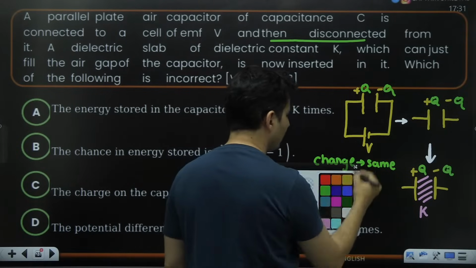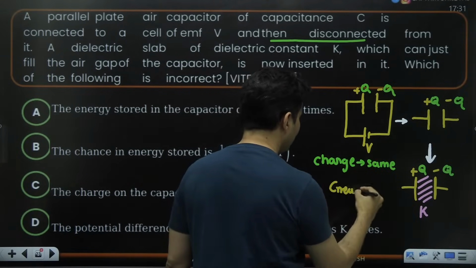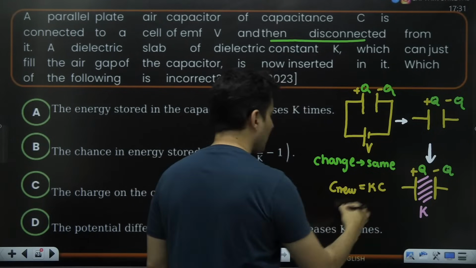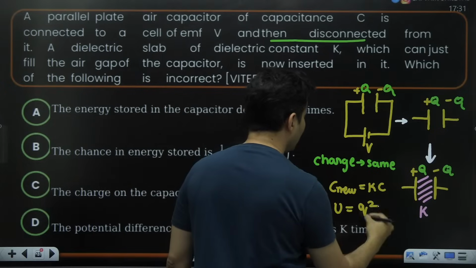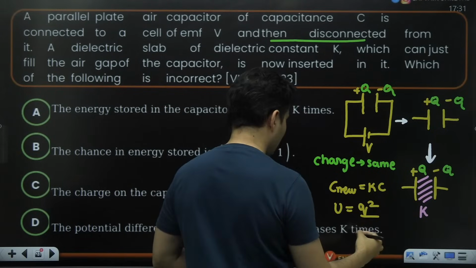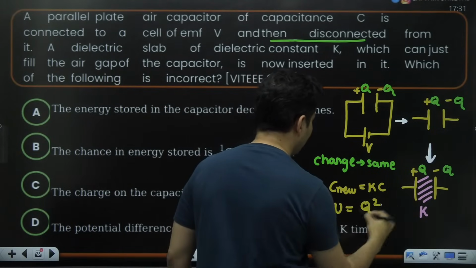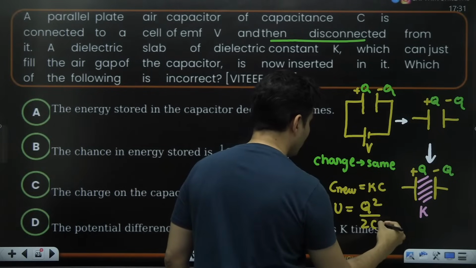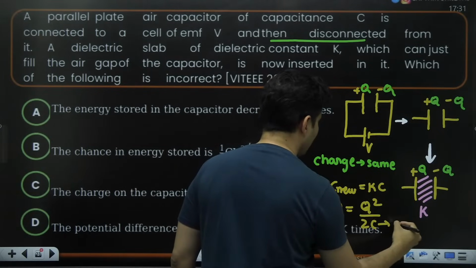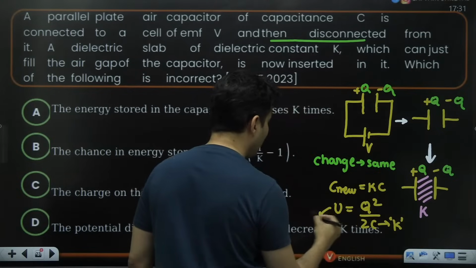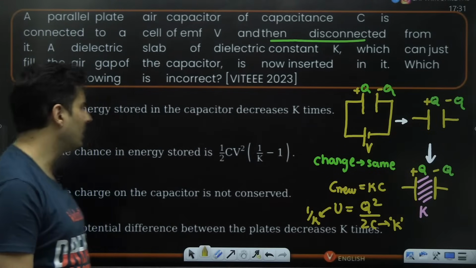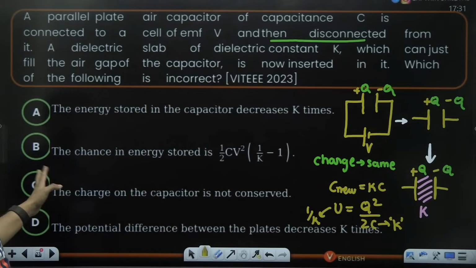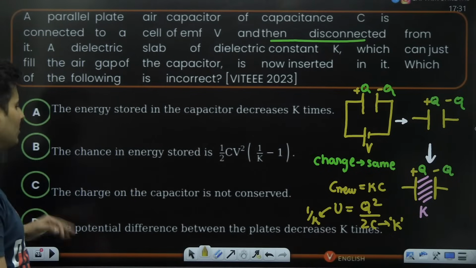Obviously, capacitance would have changed. The new capacitance will be K times C. Even the energy will have changed. Energy will be, sorry, capital Q square divided by 2C. So this C would have changed by K times, so obviously the energy would have become 1 by K times. The energy stored in it will become 1 by K times. So energy stored will change.